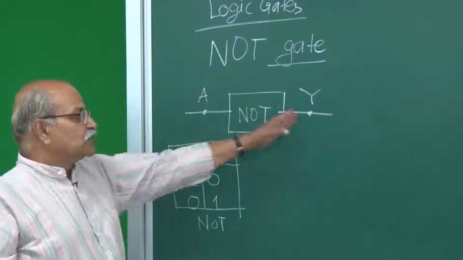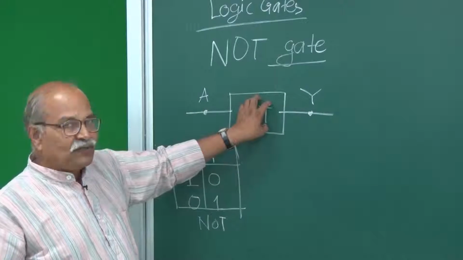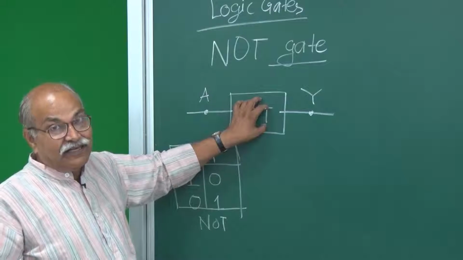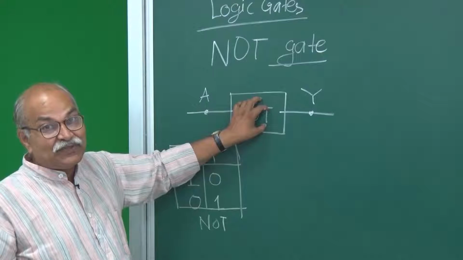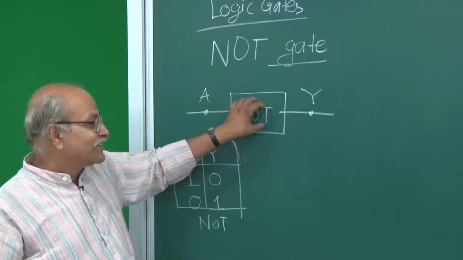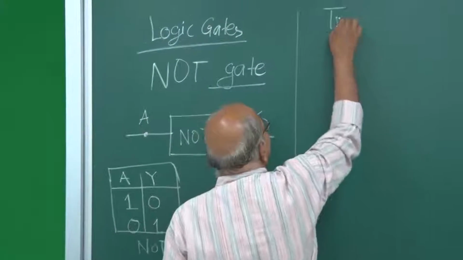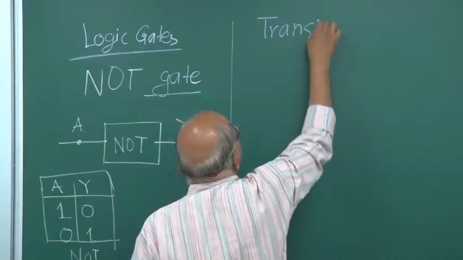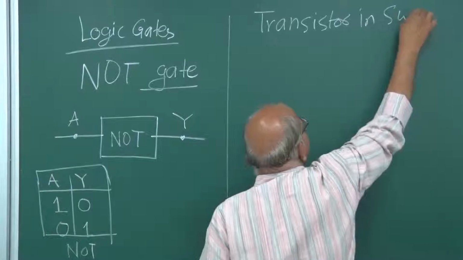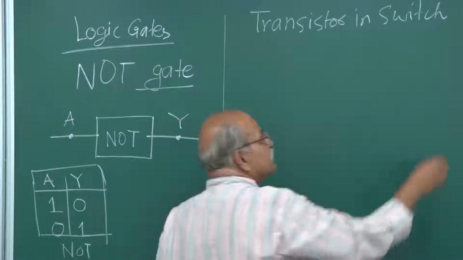So if this is 1, this should be 0. If this is 0, this should be 1. That kind of circuit is known as a NOT gate. And you must remember, we have already discussed this kind of circuit. It's nothing but a transistor in switch mode. Okay, a transistor in switch mode.